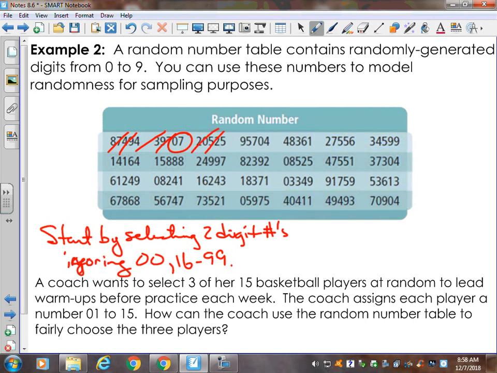20, 52, 59, 57, 04 will be the next one. 48, 36, 12 will be the next one. So we have 07, 04, and 12 are selected to be the warm-up leaders for the practice. So that's how a random number table works.